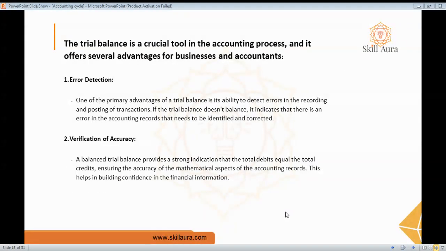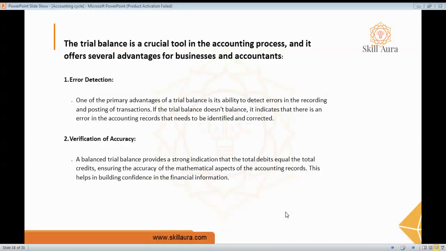And the next one: the trial balance is a crucial tool in the accounting process. So it offers several advantages for businesses and accountants. Here, these are the advantages of trial balance. The first one is error detection. Here, it is one of the important advantages. So it detects errors in the recording and posting of transactions.